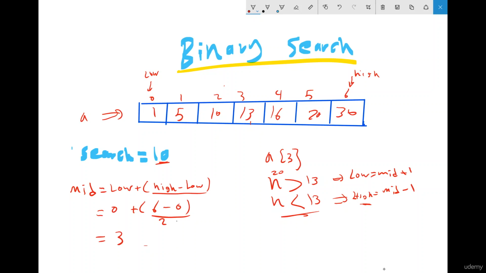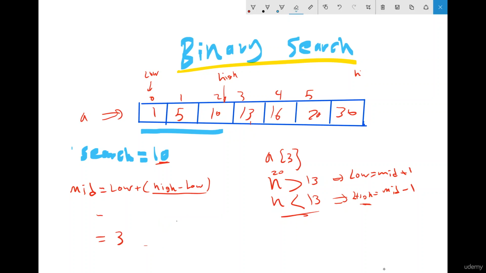So the high will be here. Because the mid is 3, mid minus 1 will be here. So now you are searching only in this part. Why do you search in this part? Because you already know your number is not here. So you just halve your search space. Say, okay, my number is here. So now let me do another test for the number.